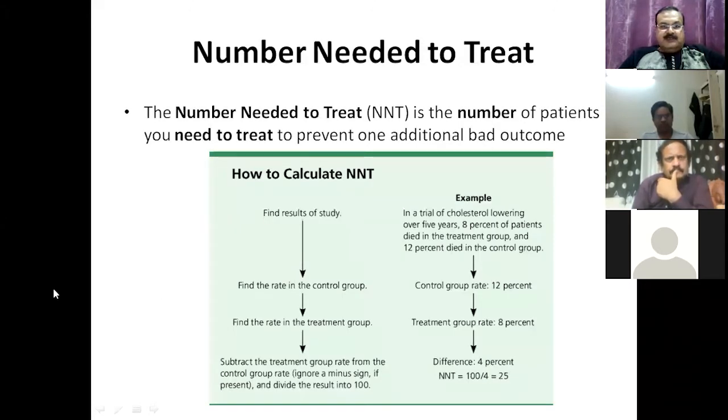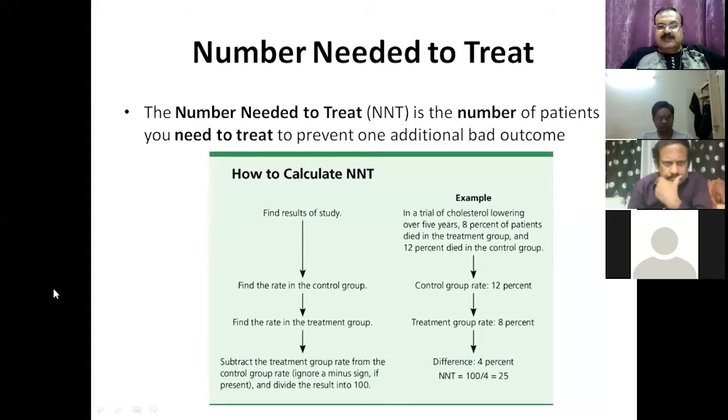Then there was a question last week on number needed to treat. This is for Tarun especially. Number needed to treat is the number of patients you require to treat to prevent one additional bad outcome. The flowchart is given here. Suppose we have an example. I'll read the example rather than what should be done.